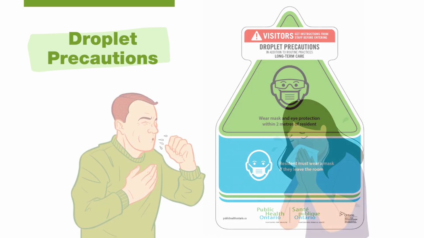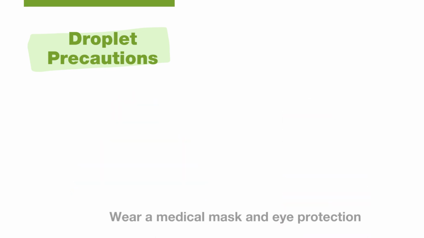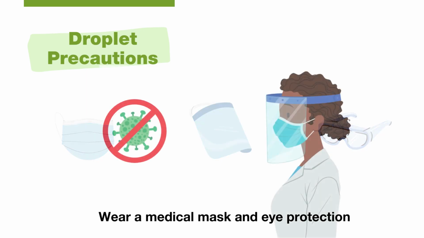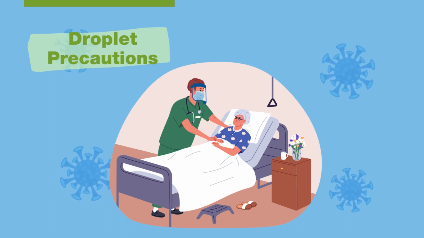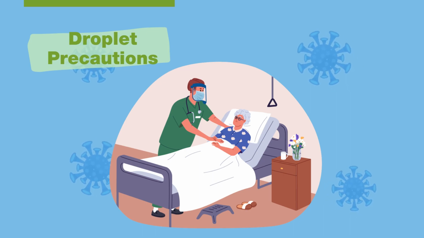This is when germs are transmitted through coughs or sneezes from an infected person. In order to prevent spread, it is recommended that you wear a medical mask and eye protection to prevent entry of germs into your body through your eyes, nose, or mouth. An example of when droplet precautions should be used is when caring for someone with pertussis, which is also known as whooping or the 100-day cough.